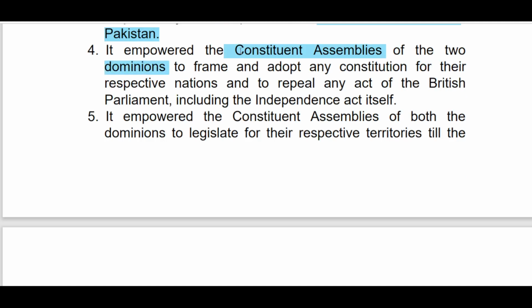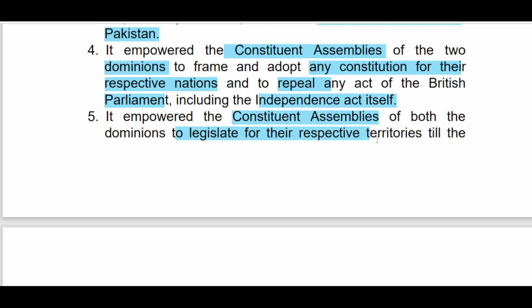It also empowered the constituent assemblies of the two dominions to frame and adopt any constitution for their respective nations and to repeal any act of the British Parliament, including the Independence Act itself.